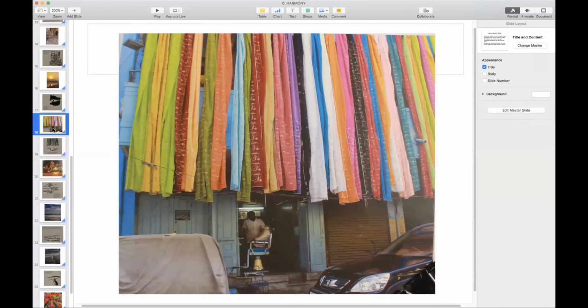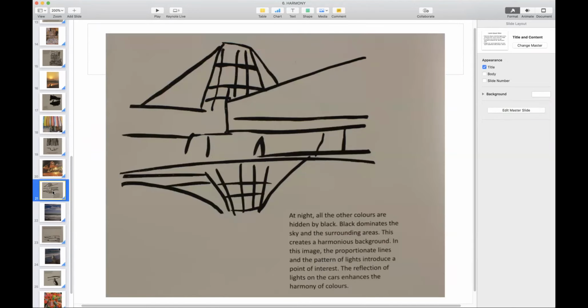You look at it. And again, as I said earlier, what kind of objects are there? What kind of objects are in the foreground and the background, and the colorful hanging of the clothes from the top. So at night, all the other colors are hidden by black.